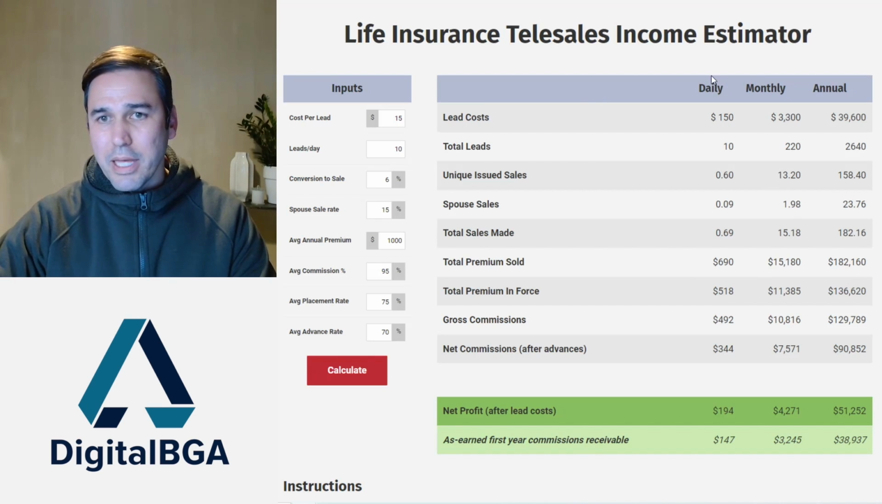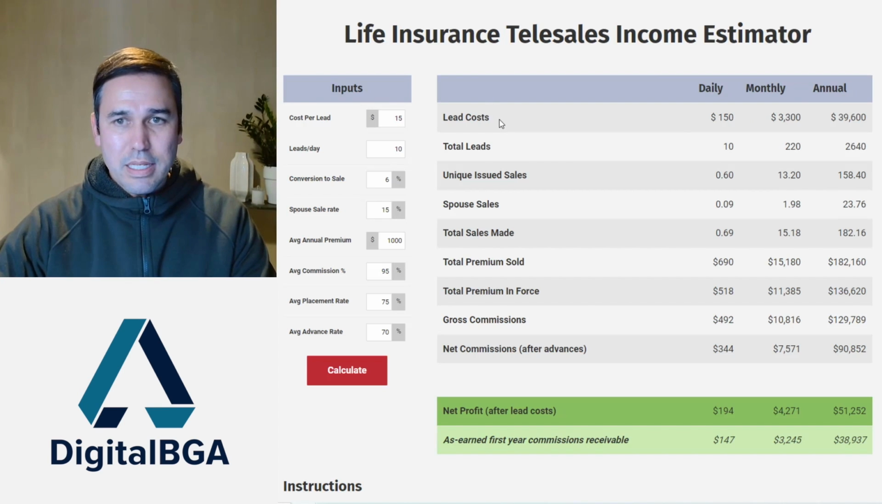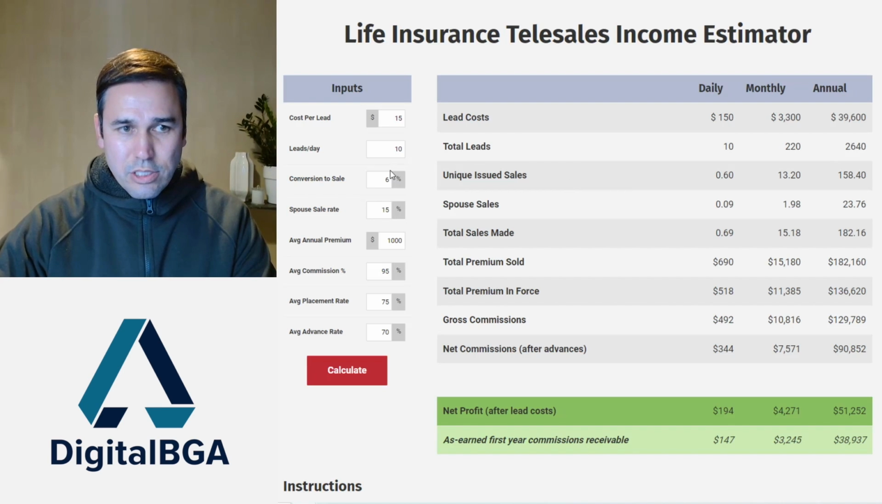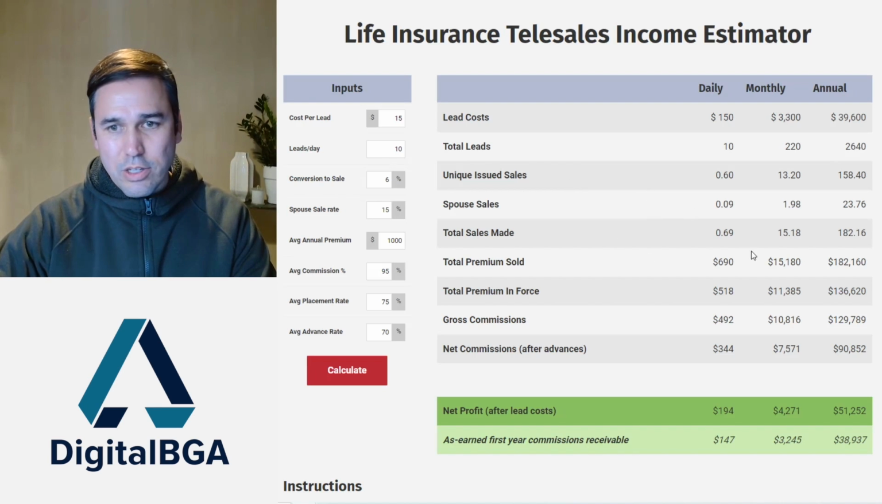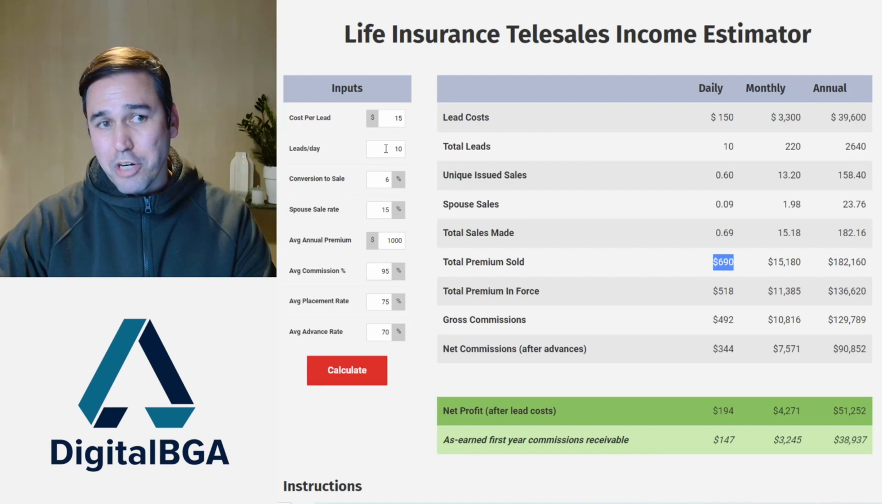It'll automatically populate daily, monthly, and annual income estimator. So you have lead costs, self-explanatory. Lead costs on a daily basis, if you're taking 10 leads a day times $15 is $150, total leads 10. Taken directly from here, it mostly does the math for monthly and annual. Unique issued sales, so that's the conversion to sale. With spouse sales, you have total sales made, total premium sold. So on a daily basis, you're going to write on average $690 of premium on these inputs here, right? A $15 lead, taking 10 leads a day at a 6% conversion with all these inputs.